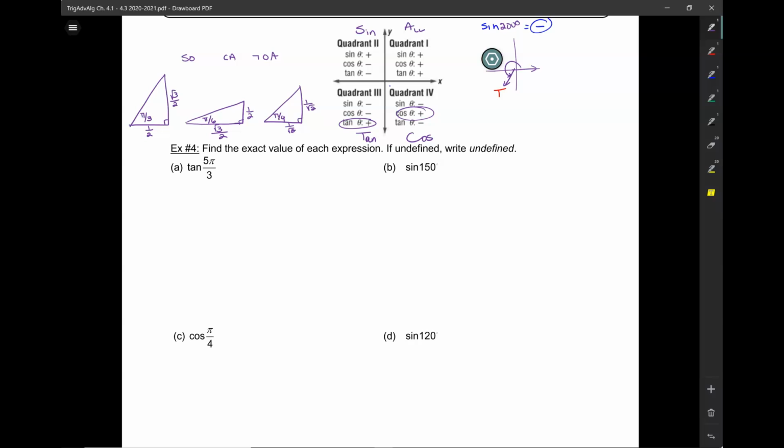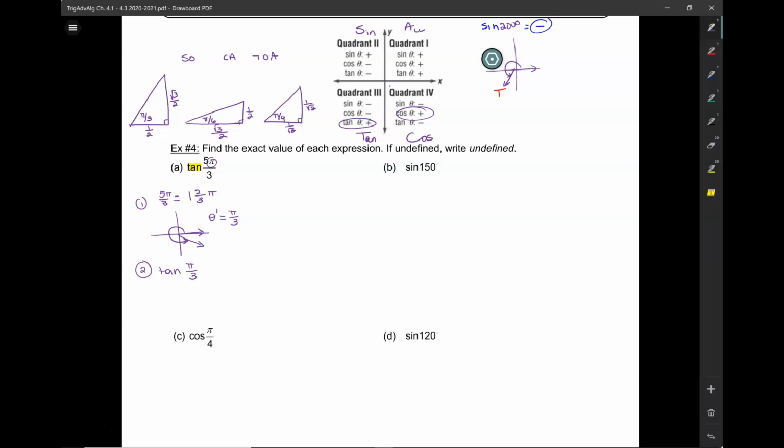I have tangent of 5 pi over 3. 5 pi over 3, if you write it in mixed number, it's 1 and 2/3 pi. So let's graph that. That's the first step to sketch the angle. I have 1 pi and another 2/3 pi. That brings me to quadrant 4. Now, theta prime is pi over 3. I just take pi over the denominator. Step 1.